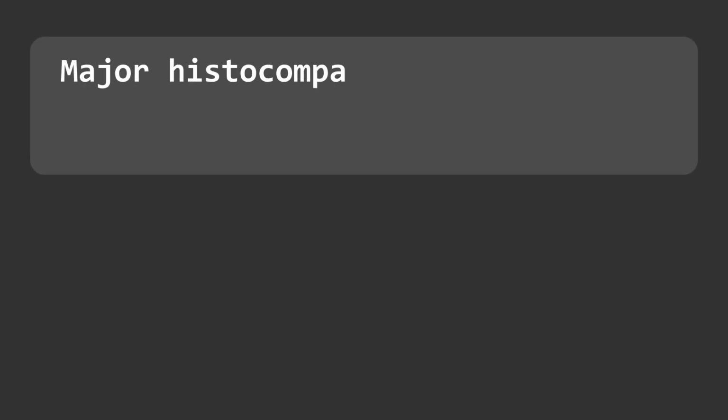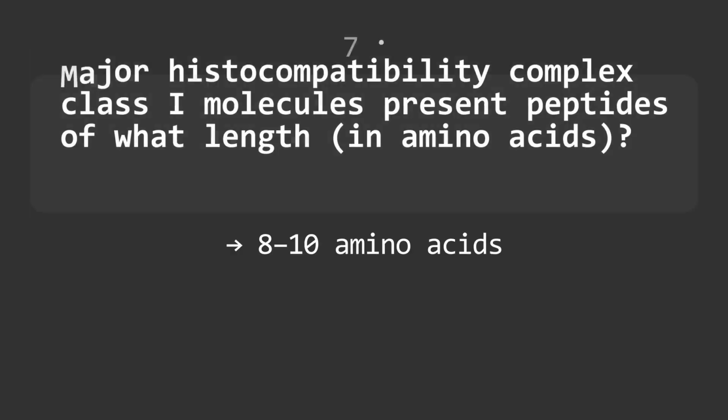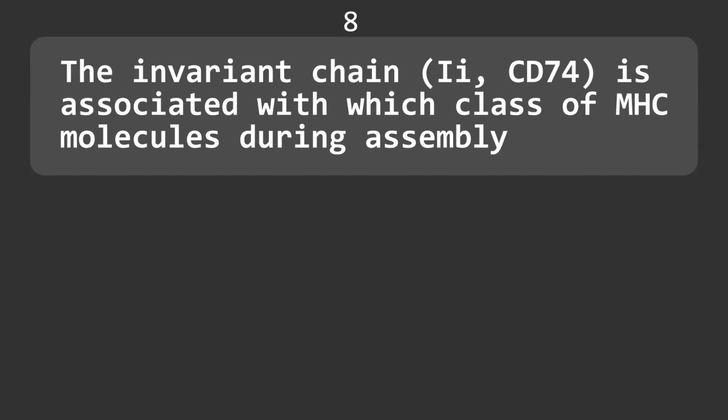Major histocompatibility complex class 1 molecules present peptides of what length in amino acids? 8 to 10 amino acids. The invariant chain Ii (CD74) is associated with which class of MHC molecules during assembly? MHC class 2.